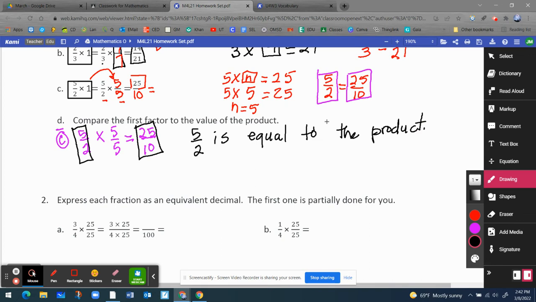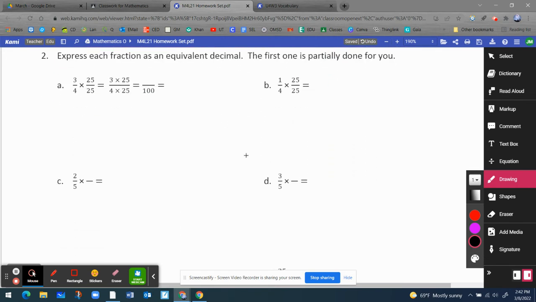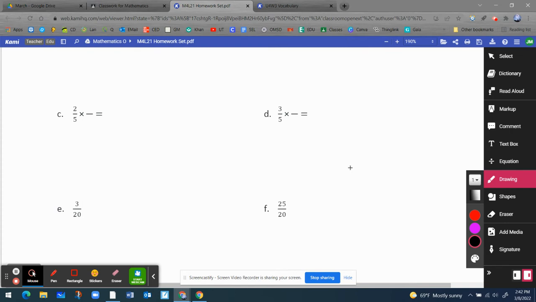I think that's what I need to do here. I need to go back and erase this, the 5/2, and instead of the 5/2, I'm going to write the first factor is equal to the product. All right, let's do one more and see. Let's do one that is blank.